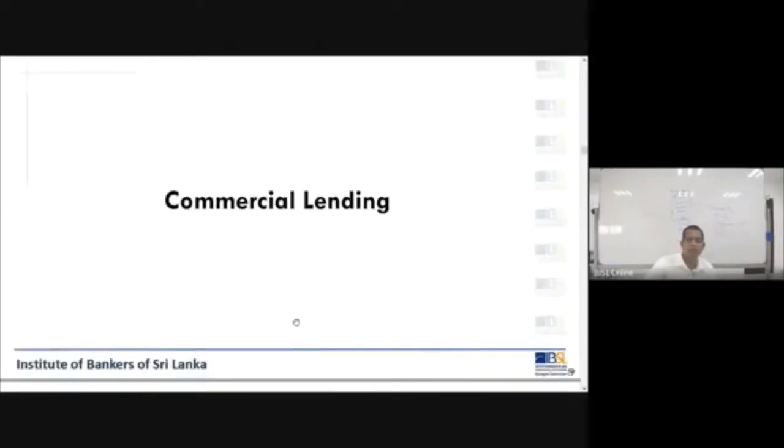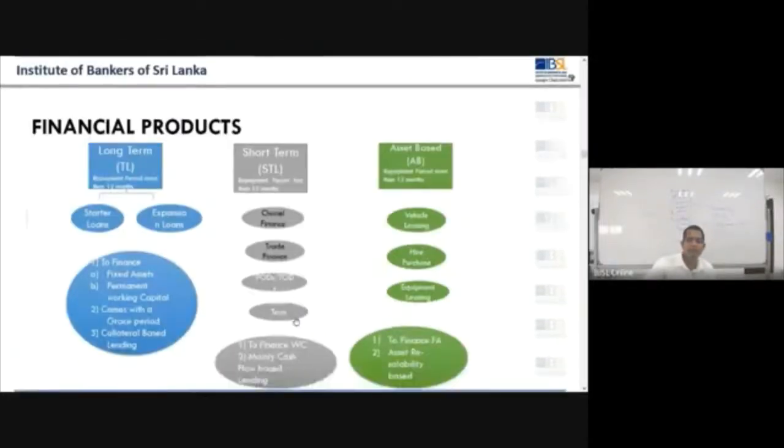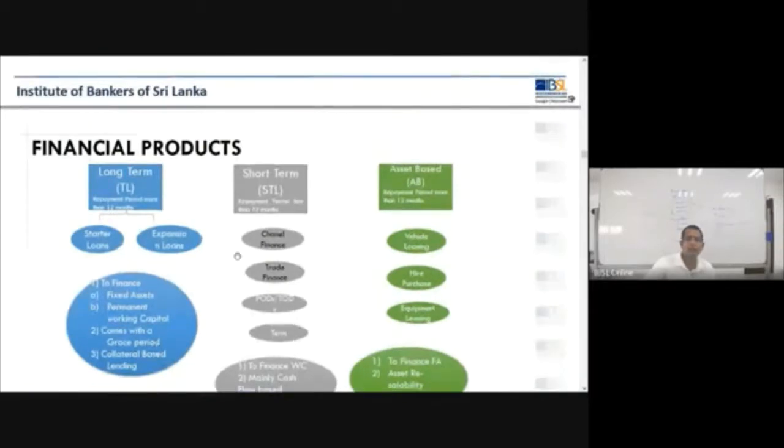Then we come to commercial lending. These are a few breakdowns of commercial lending. We have long-term lending, short-term lending, and asset-based lending. So we will be discussing all this. Long-term lending is lending, as I told you, of more than 12 months. You can have starter loans and expansion loans.